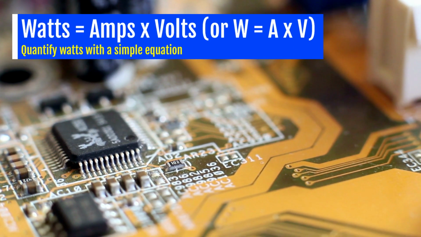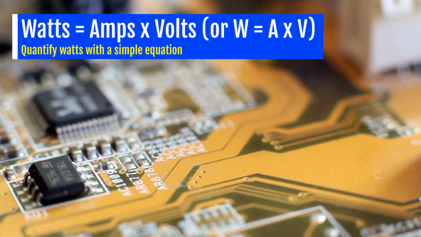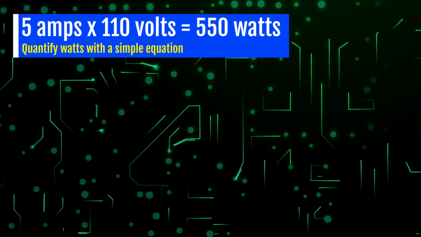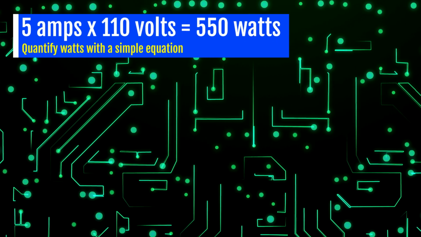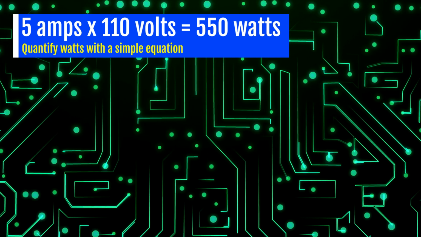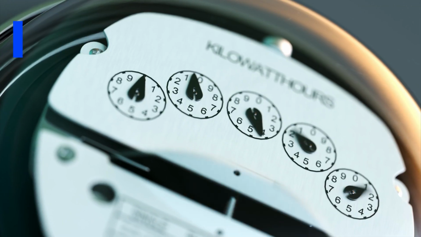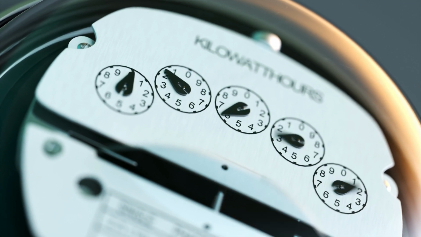For a DC circuit, the calculation is easy if you have the current and also the voltage. So if the current is 5 amps and the voltage is 110 volts, then 5 multiplied by 110 is equal to 550 watts. It's also easy to see how watts are different from watt hours.